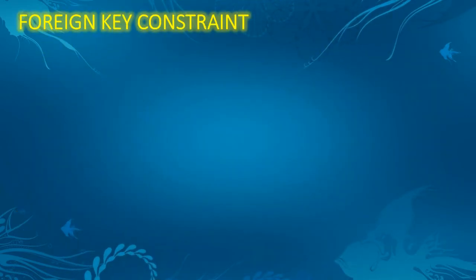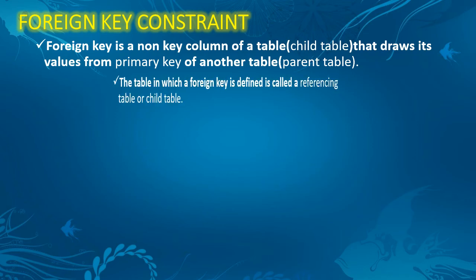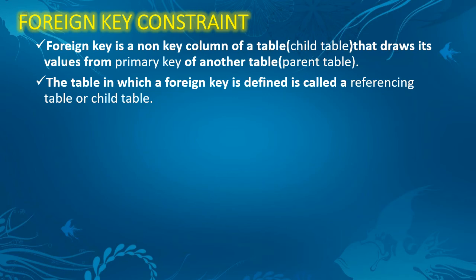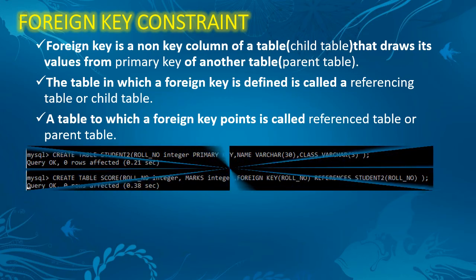Foreign key constraint. See, it's a non-key column of a table, and it takes its values from the primary key of another table, which is called the parent table. The table in which the foreign key is defined is called a referencing table or child table. The table to which the foreign key points is called the referenced table or parent table.